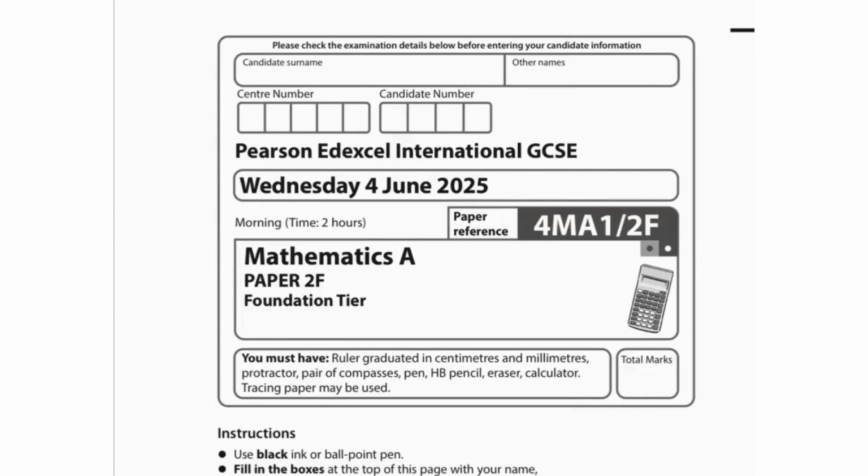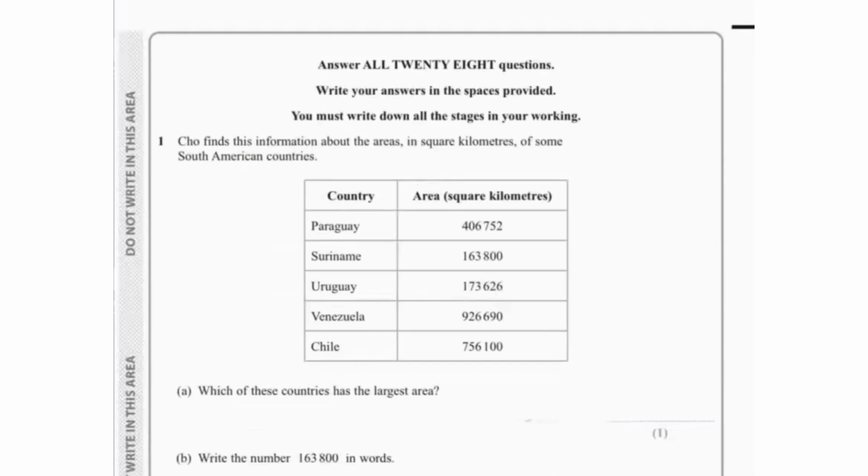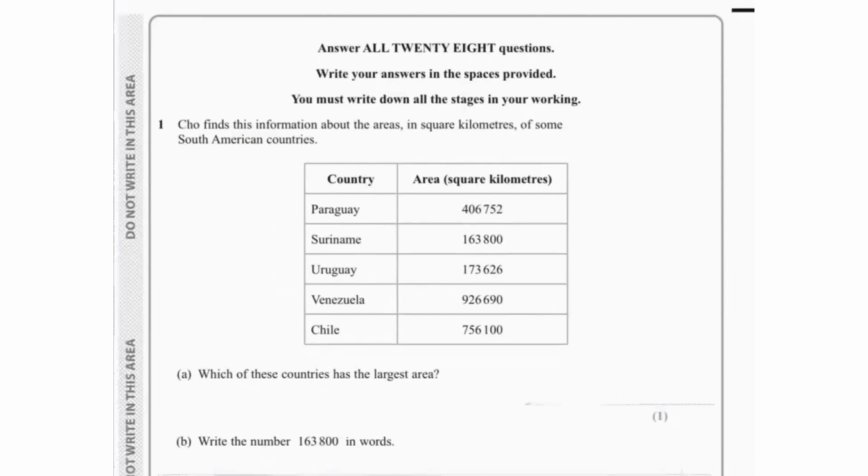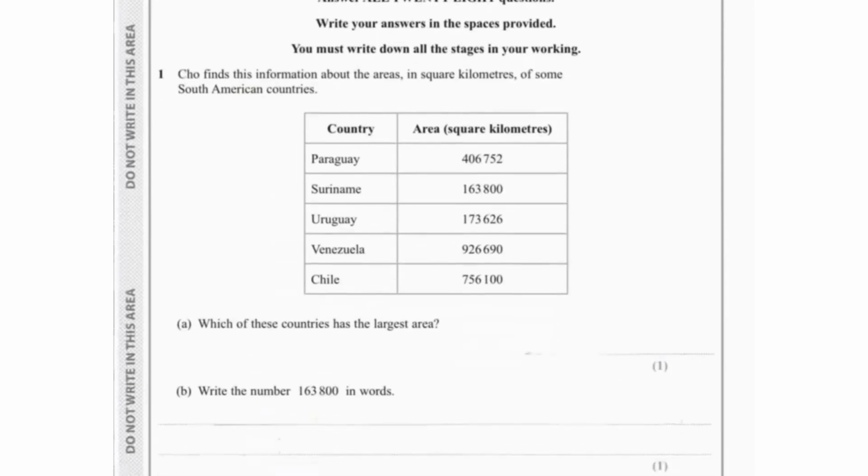So let's start with this one and see how difficult or easy paper 2 was for Foundation. It says Cho finds this information about the areas in square kilometers of some South American countries. Which of these countries has the largest area? So it's clear that Venezuela has the largest area.